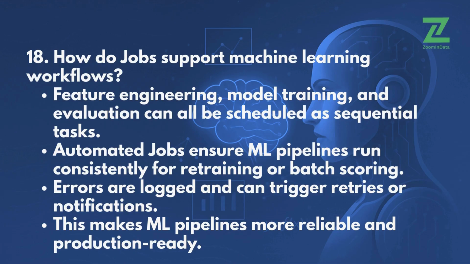How do jobs support machine learning workflows? Feature engineering, model training, and evaluation can all be scheduled as sequential tasks. Automated jobs ensure ML pipelines run consistently for retraining or batch scoring. Errors are logged and can trigger retries or notifications. This makes ML pipelines more reliable and production-ready.